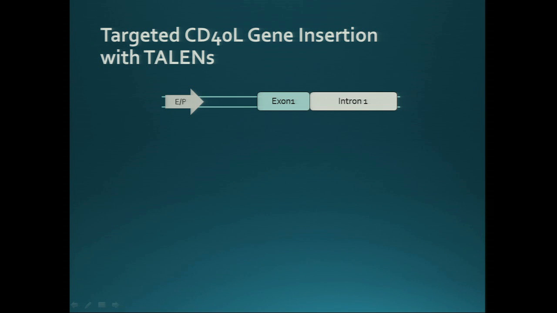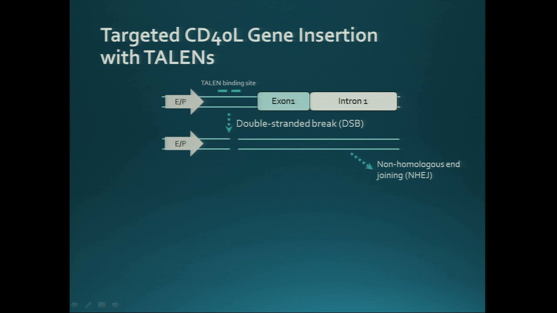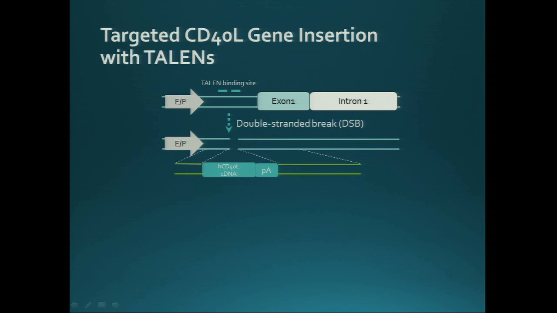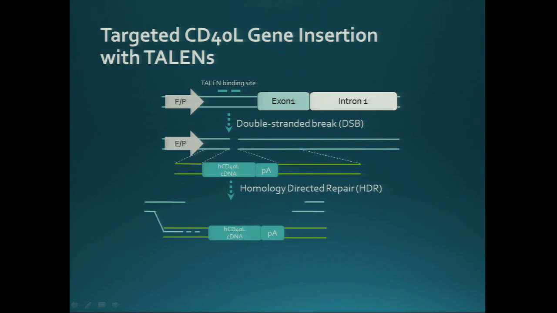So the overall schema of the research would be to create TALENs that bind to the 5' untranslated region of the CD40 ligand gene. These TALENs would create double-stranded breaks, which can be repaired either through non-homologous end joining, which is error-prone, or if you utilize the sequences surrounding the TALEN cut site as homology arms, flanking normal human CD40 ligand cDNA, you could potentially allow homology-directed repair and overcome all downstream defects while maintaining control under the endogenous promoter.